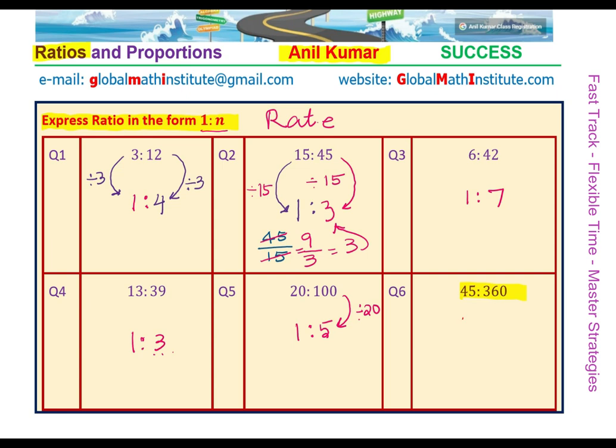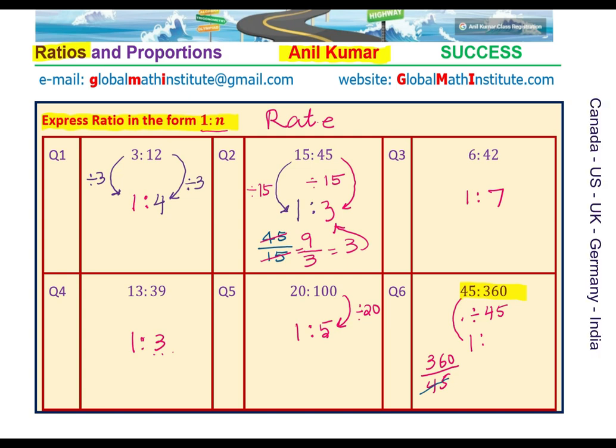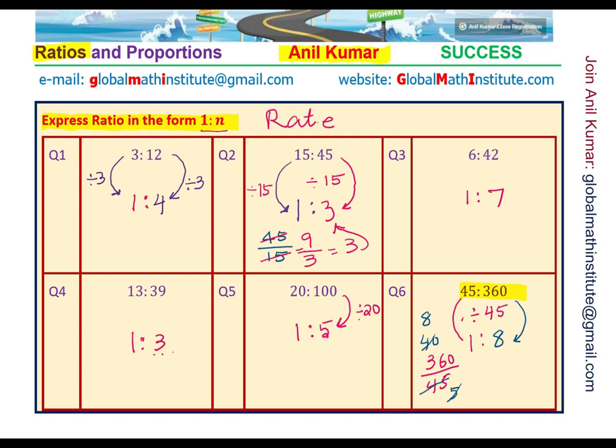45 to 360, in this case, we are dividing each term by 45, correct? So you get 1 for sure here. And how do you do 360 by 45? Now, once again, big numbers. Let's do it in steps. Dividing by 9, for example, 9 times 5 is 45, and 9 times 4 is 36, and then a 0. And now it's simple. We know 5 times 8 is 40, and so we get 1 is to 8 right there, you can see, correct? So we have done the division part, and we got 1 is to 8.